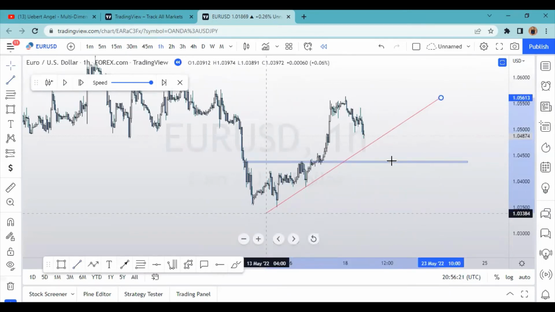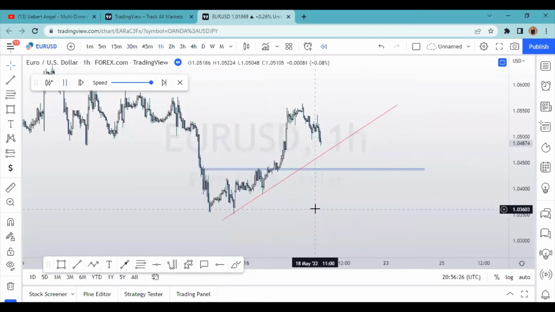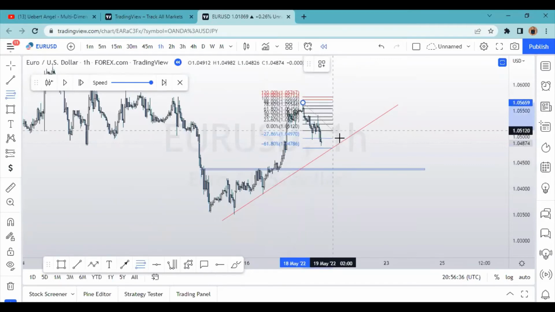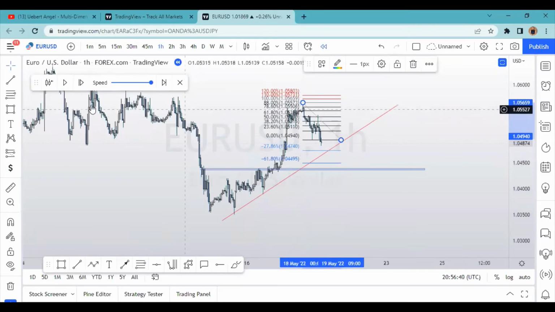Right. So wait for price to come down. Another thing that usually helps me is I try to measure this retest here, measure the retest of what it's doing. I don't necessarily have to trade that retest.